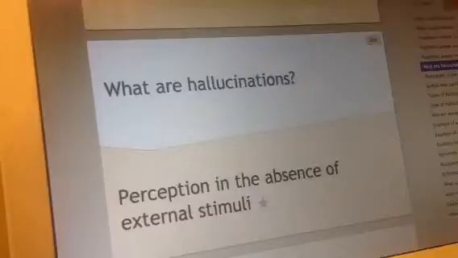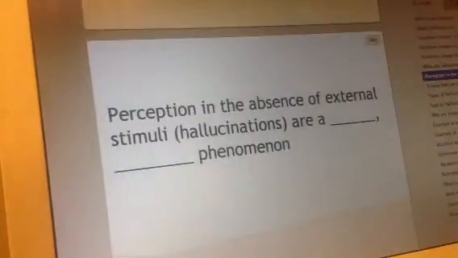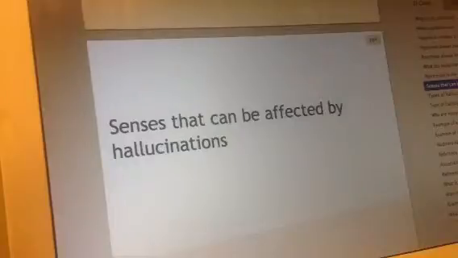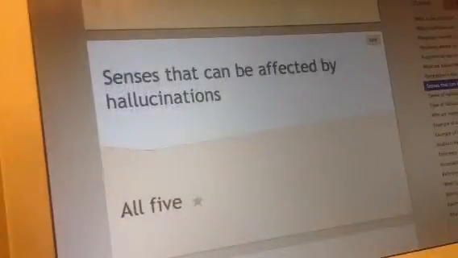Perception in the absence of external stimuli. Perception in the absence of external stimuli are a what phenomenon? A normal everyday phenomenon. Senses that can be affected by hallucinations? All five.